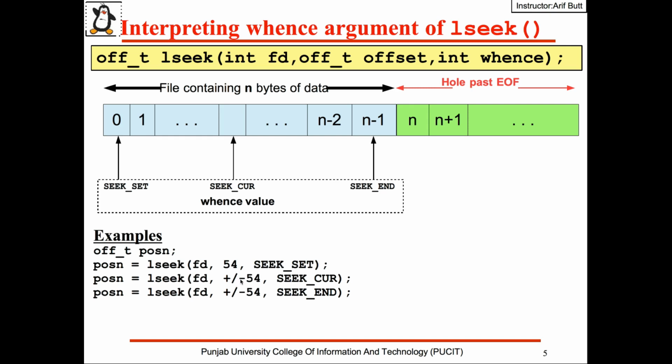Similarly, if you want to move the current file offset with reference to the end of the file, you use SEEK_END as the whence value. So this last line will move the current file offset to 54 bytes ahead or 54 bytes before the end of the file. Remember, it is valid to move past the end of the file and create a hole for later insertion of data in that hole.